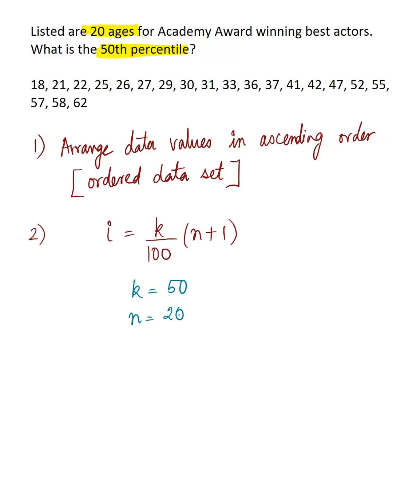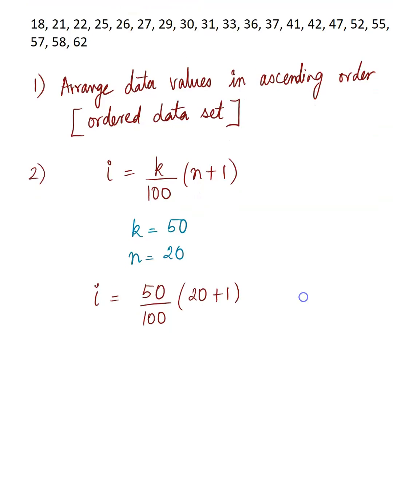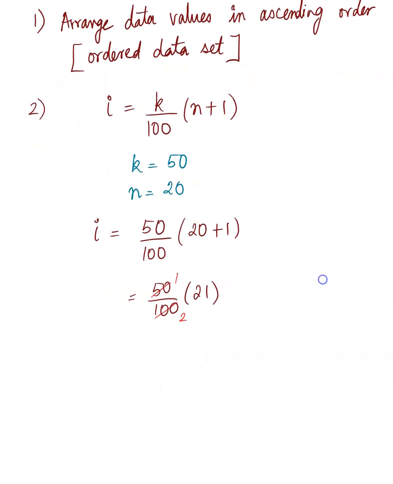If we can find I, that will give us a position, and that position will tell us which value in your data set it corresponds to. So let's compute it. I is 50 over 100 times 20 plus 1. That's actually 50 over 100 times 21, so it's basically 21 over 2, which is 10.5. We want our I to be an integer, but I is not an integer.